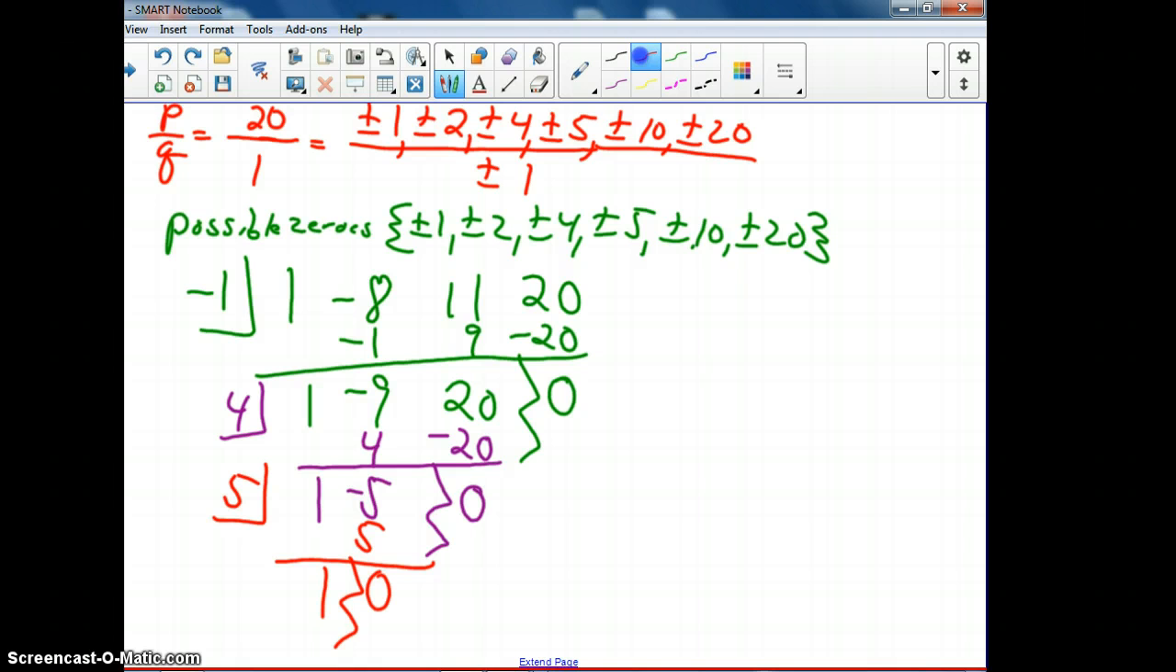And so now you're ready to declare the answer, right? So you can say, okay, the zeros, or solutions, are these numbers: -1, 4, and 5. And you've got the answer.